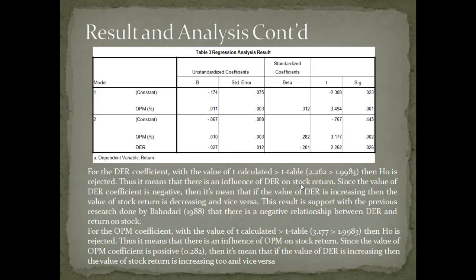For the OPM coefficient, with the value of t calculated more than the t table, the null hypothesis is also rejected. Thus it means that there is an influence of OPM on stock returns. Since the value of the OPM coefficient is positive 0.282, it means that if the value of OPM is increasing, then the value of stock return is increasing too, and vice versa.